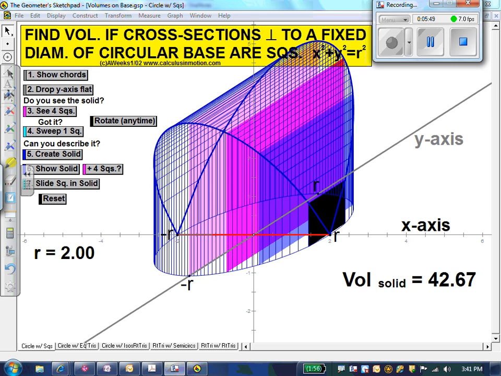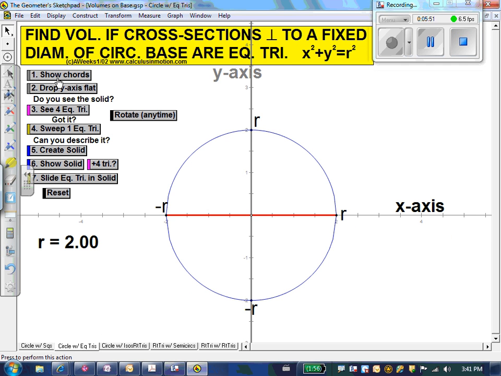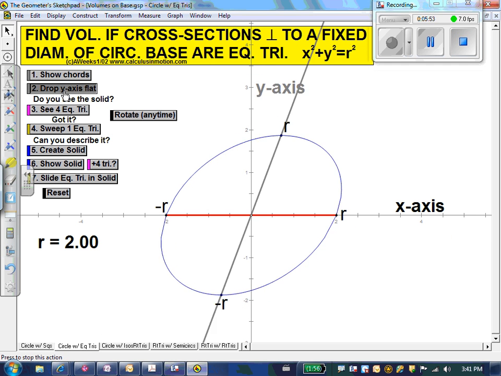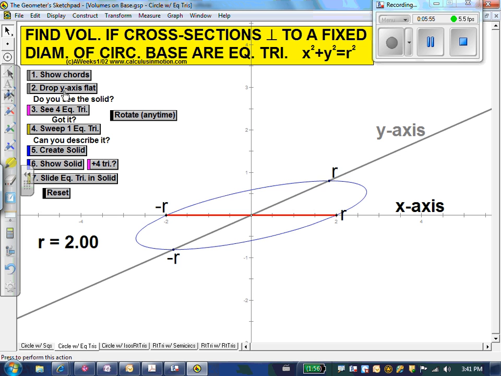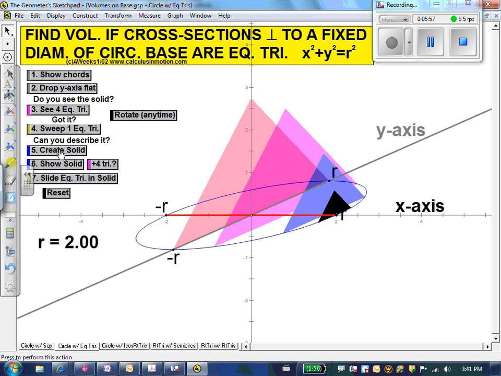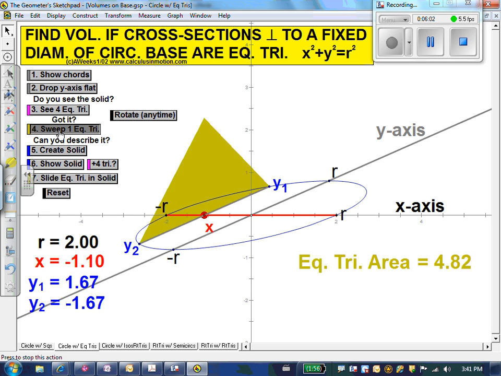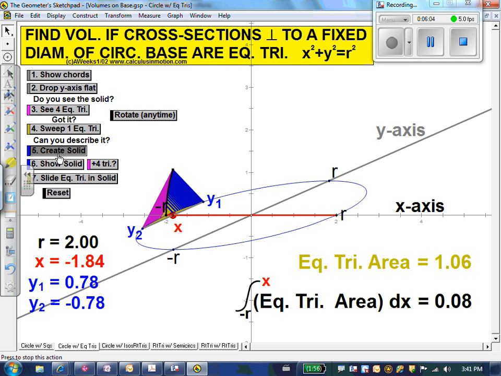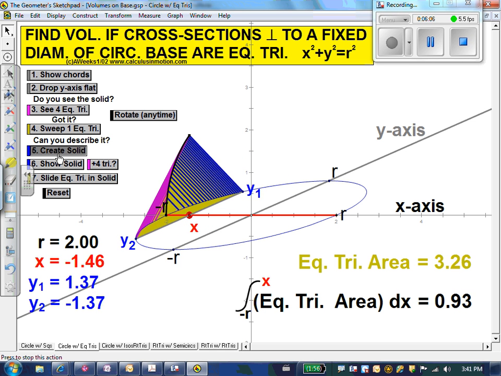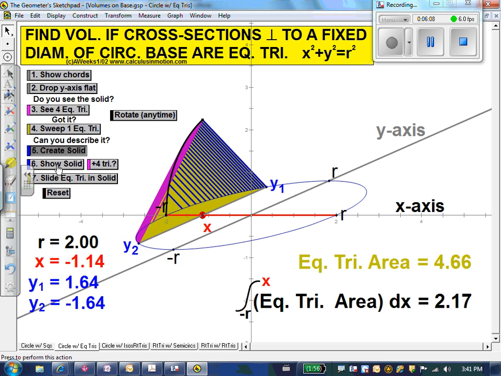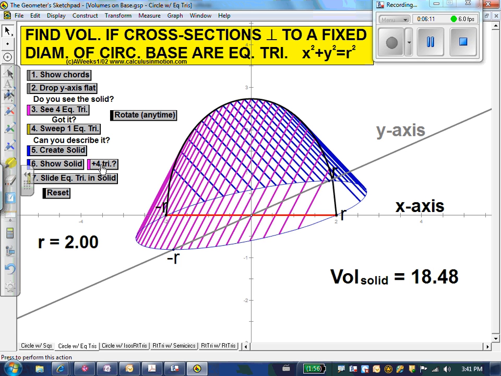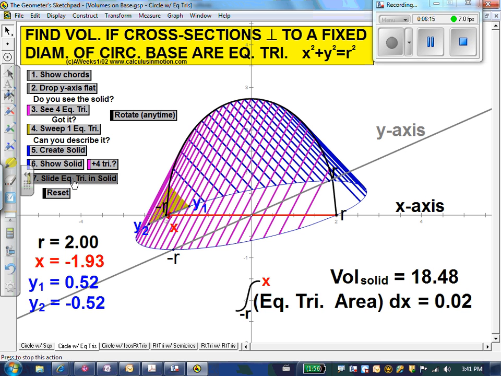The next problem we'll look at is the same situation. So my base is going to be a circle. I'm going to drop it flat, and what's going to come out of these circles instead are equilateral triangles. Okay, so we're going to just add up all these equilateral triangles, and eventually it's going to create a solid. Here goes. If you have enough of them, the solid will just look like this, and here are some of the triangles that are inside the solid. So it's the same idea as before.